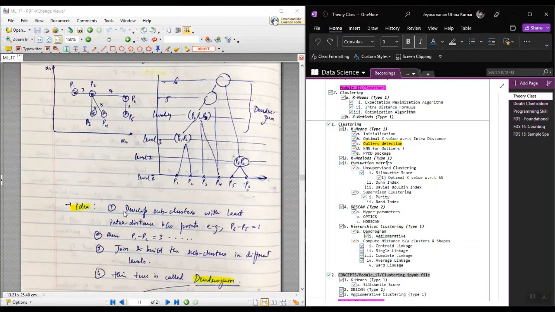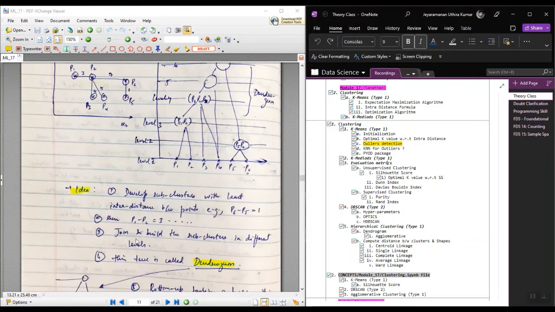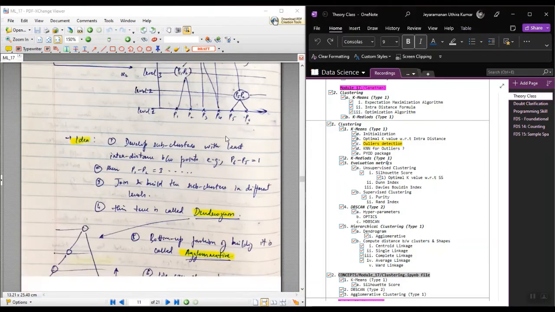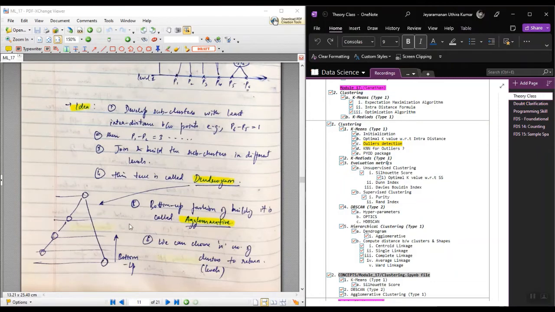Okay, so the idea is to develop subclusters with the least intra distance between the points, that is P6, P5, which has 1, and then P1, P2, which has 3. So just like that, join and build the subclusters at different levels. This tree is called a dendrogram, and most of the time it is built in a bottom-up fashion, and this bottom-up building of the tree is called the agglomerative algorithm. We will implement this algorithm in our code section also.